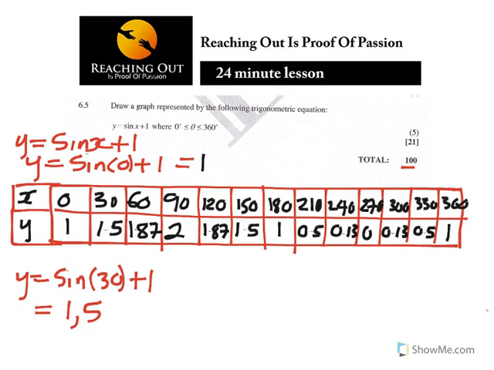Now, if you look at these values, when x is 0, y is 1, for 30 is 1.5, for 60 is 1.87, for 90 is a 2, 120 is 1.87, 150 is 1.5, 180 is a 1, 210 is 0.5, 240 is 0.13, 270 is a 0, 300 is 0.13, 330 is 0.5, and 360 is a 1. Then what we are required is to draw the graph represented by that.